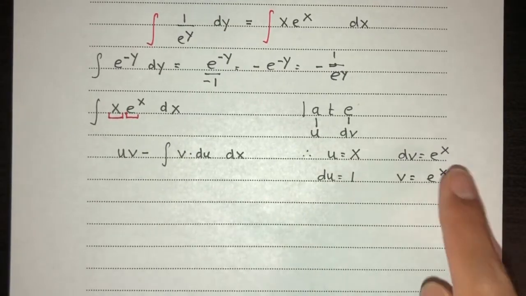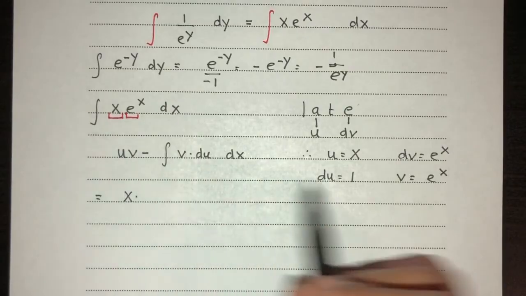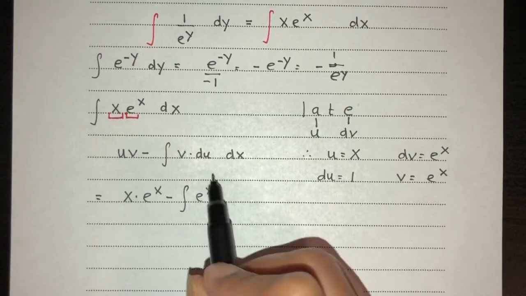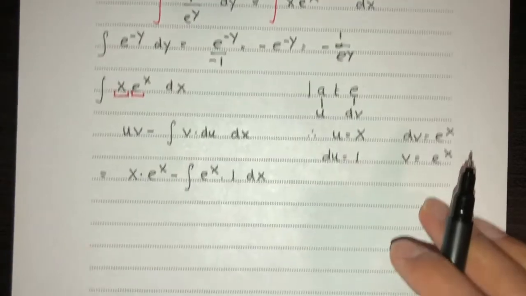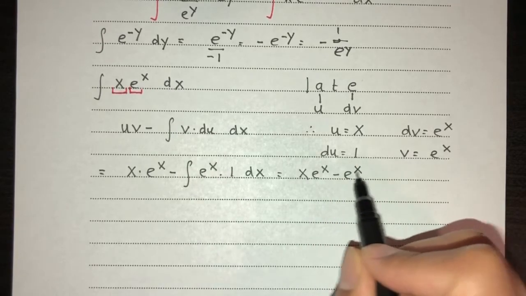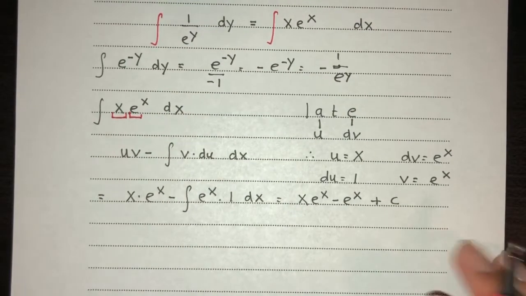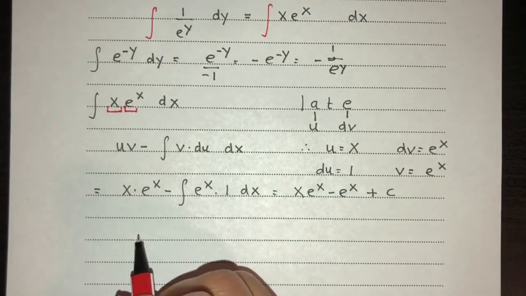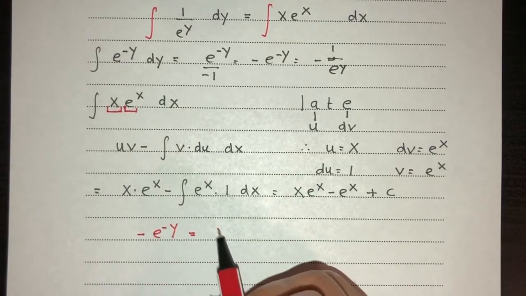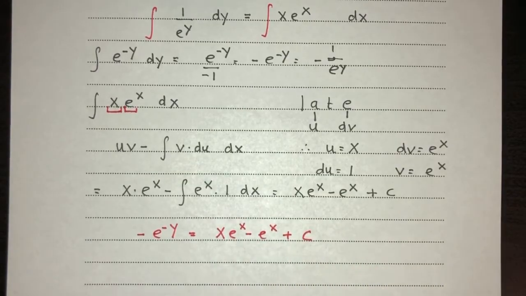Now the next step is to replace these values back into the formula. u is x, v is this one, minus the integral of v, which is this one, and du is 1 dx. Now simplify, that becomes x exponential x minus exponential x plus c. Back to your main equation, on one side you will have minus exponential minus y is equal to x exponential x minus exponential x plus c.